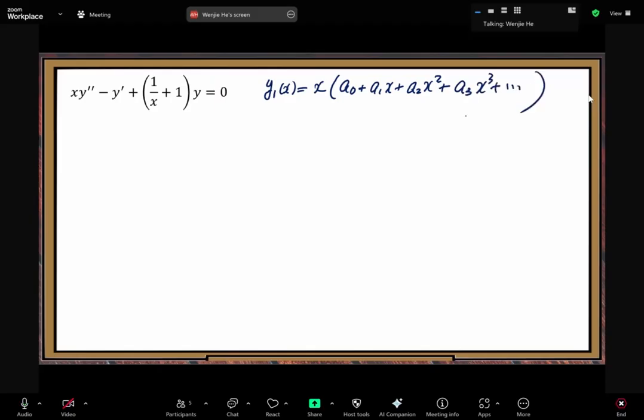Then, before we take the derivative, multiply through, because this way it's easier to take the derivative: a0 x plus a1 x squared plus a2 x cubed plus a3 x to the 4th. All right. So y1 prime. I think these steps are pretty easy, so you can handle them easily.